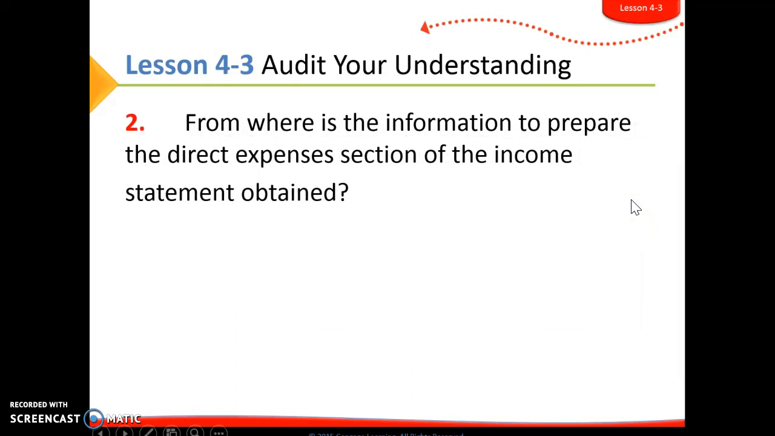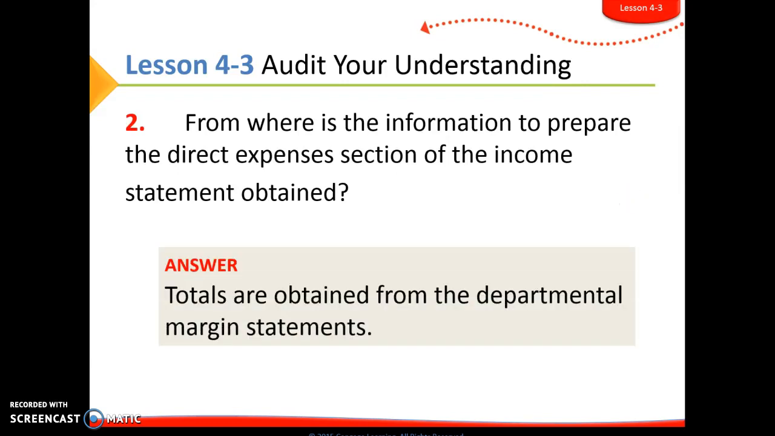Number 2, from where is the information to prepare the direct expenses section of the income statement obtained? So that information, those totals are going to be obtained from the departmental margin statements.